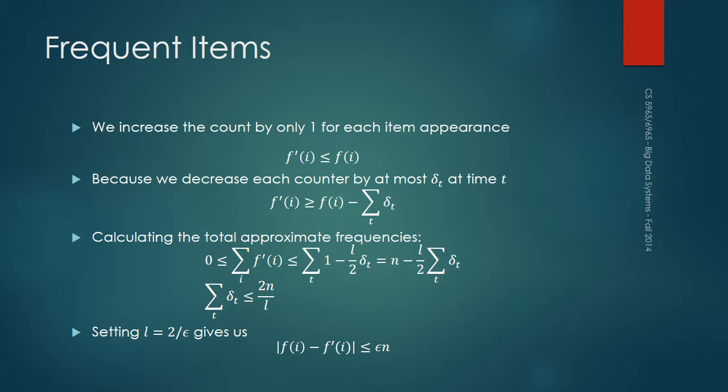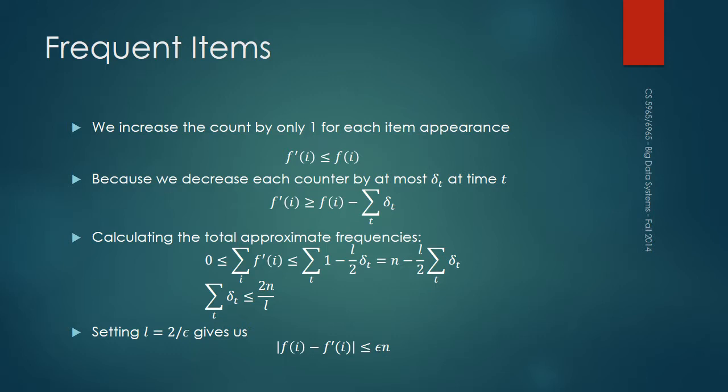Okay? The inequalities still exist. Rearranging this, and using the 0 out here, because we know that the summation over f prime of i has to be positive, you can bring this out and say that the total number of subtractions that you did is less than 2n over L.